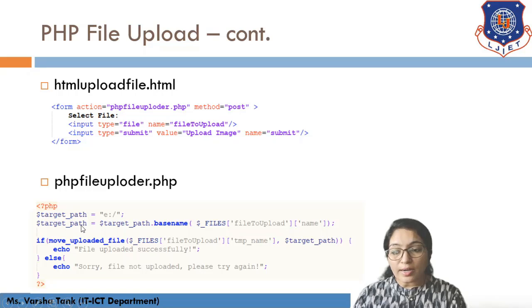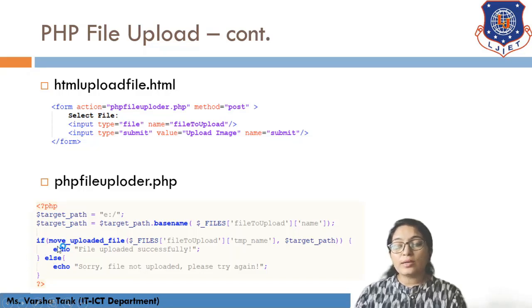So $target_path is where the file will be stored, but which file will be stored, and where do you get it from? You get it from the dialog box that opens from the input type file. It will assign the file name you have selected to this $target_path.